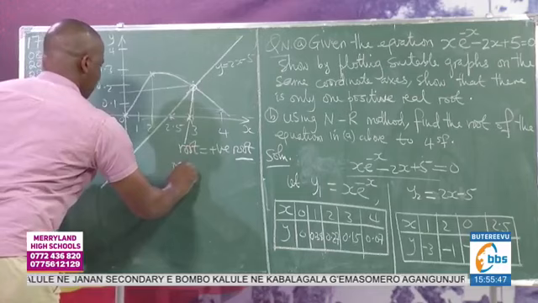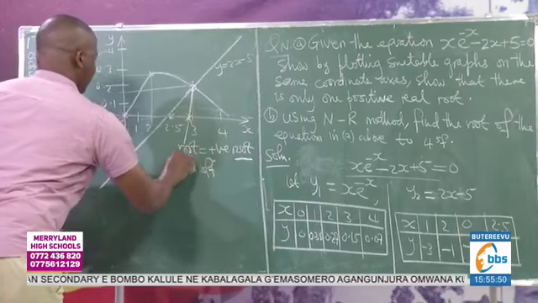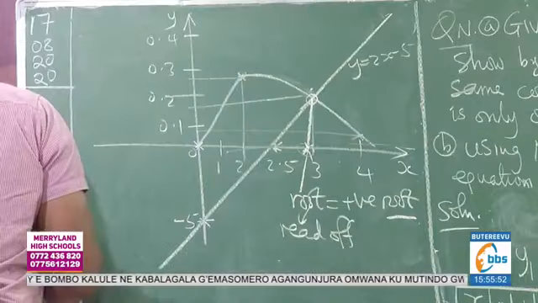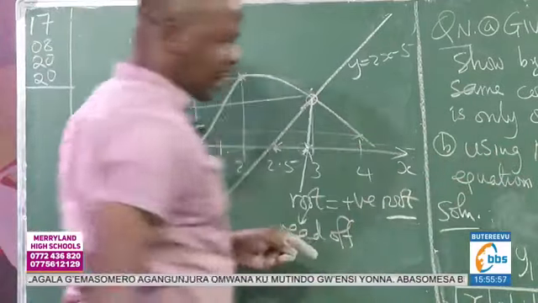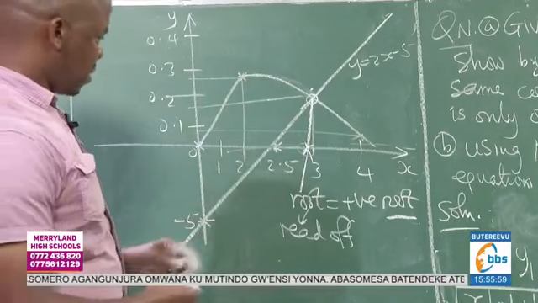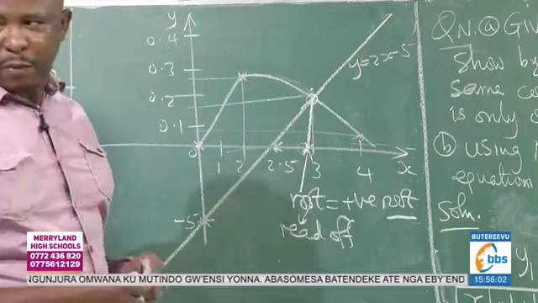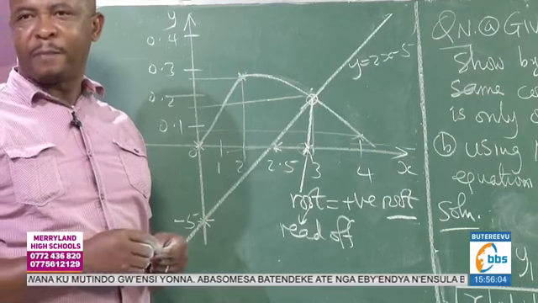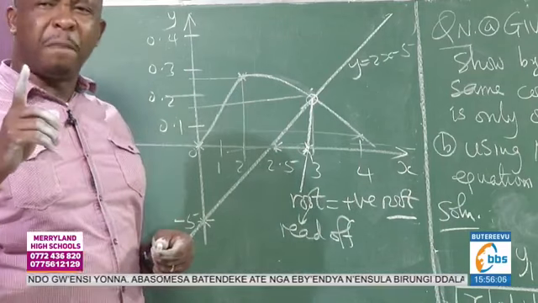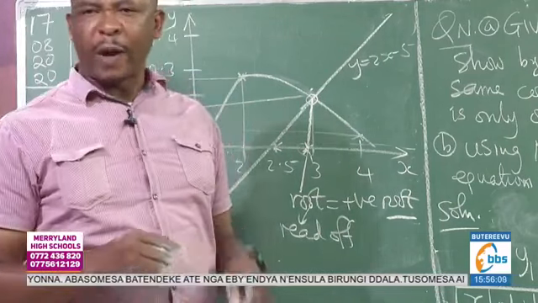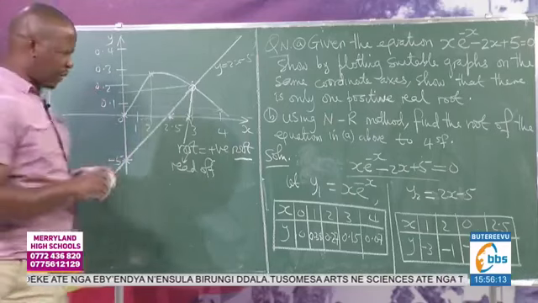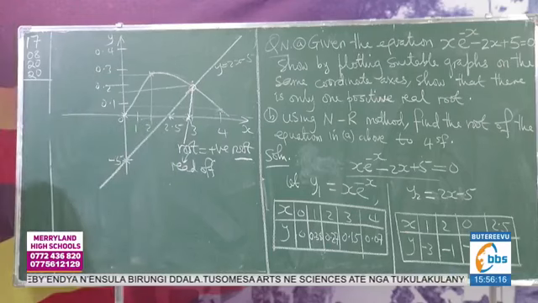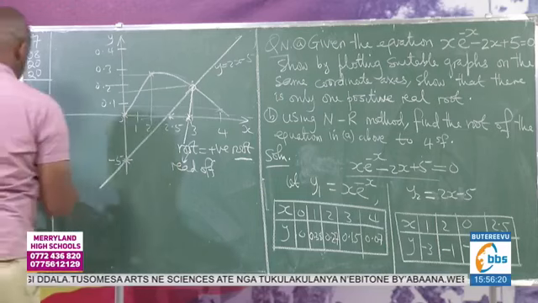This root can be read off from your graph if you have done it accurately, and this root gives you the first approximation when you are looking for the answer. I have looked at all the parts that one would require to be able to do any number on the Newton-Raphson method. As I close, I will ask you to try.